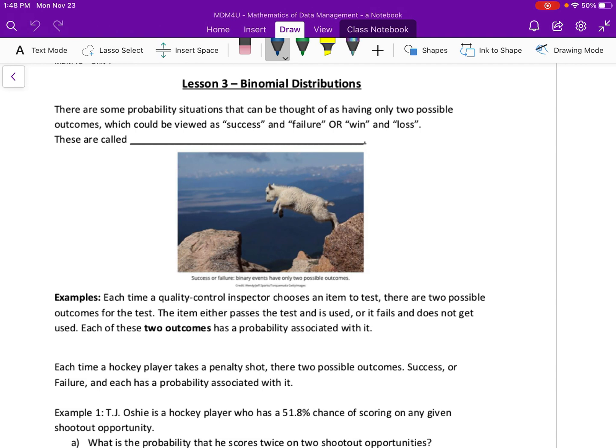So today we're going to talk about what's called binomial distributions, and there's lots of situations in probability where you can think of them as having only two possible outcomes. You can often think of these as success or failure, or let's say winning and losing. Anytime you can classify things into this situation, we call it a binomial distribution.